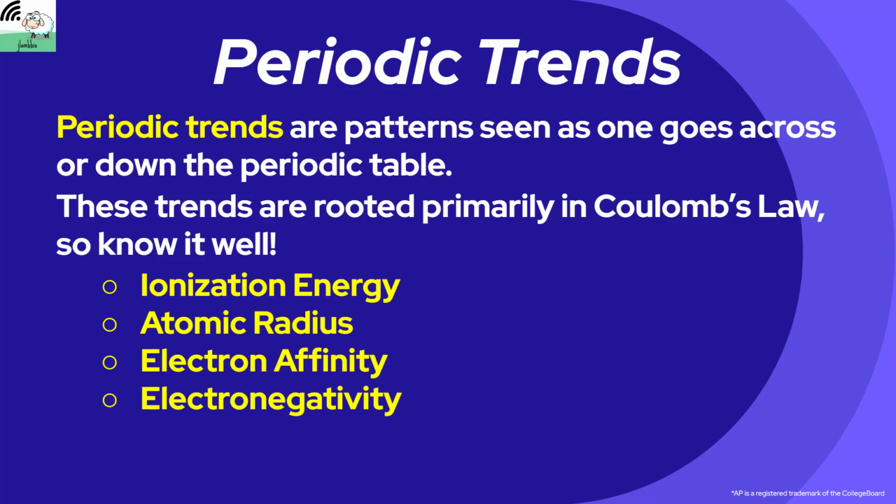And these are patterns that you see as you go either up or down a group on the periodic table or going left to right in a period on the periodic table. All of these trends are rooted primarily in Coulomb's law, so knowing it and knowing it well is very important.